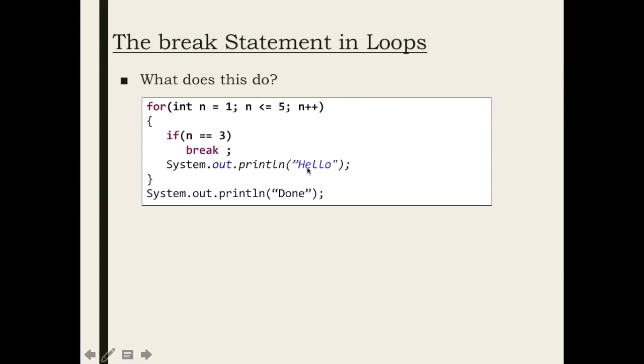So we're going to be printing out the word hello, but let's determine how many times we need to print out hello. So n starts at 1, and we print out hello, increment, n is now 2, print out hello, increment, n is now 3, this condition is still true, 3 is less than or equal to 5. If n is 3, which it is, then we break. So we only print out hello twice for n equals 1 and n equals 2, then we print out the word done.